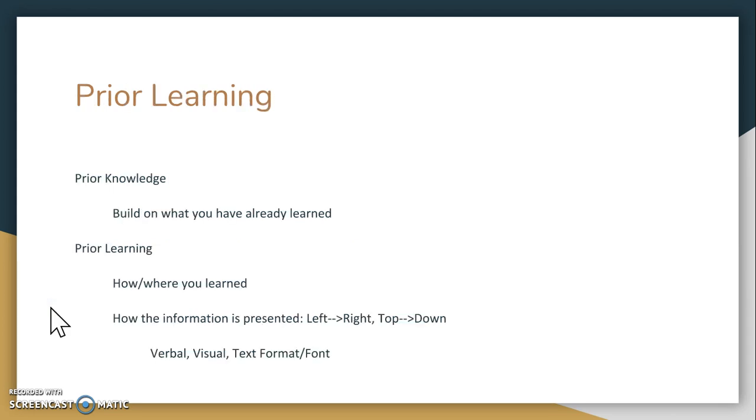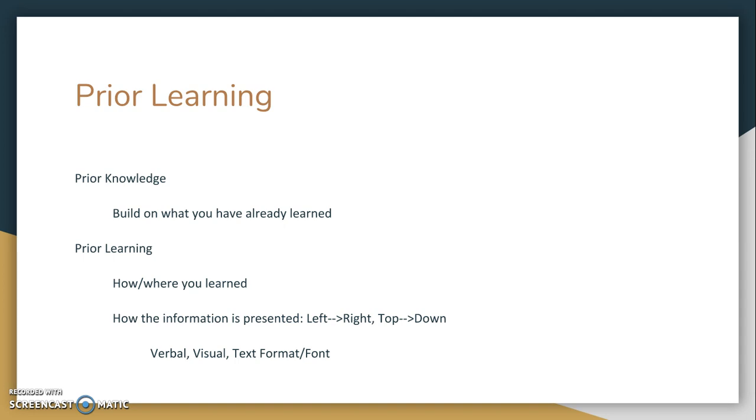Prior learning. Prior knowledge builds upon what you have already learned, whereas prior learning is more of how you learned it and where you learned it, how the information is presented in terms of left to right, top down, verbal, visual, text, format. So those are all going to play on how well you're able to learn or interpret what you're seeing.